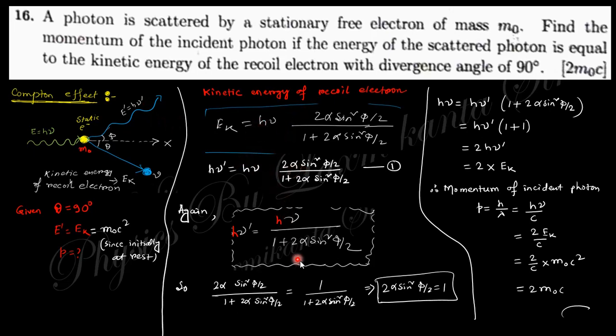So if you compare this one, and the nu prime equals to like that, if you compare these two relations, you will get this value: 2 alpha sine square phi by 2 is 1. And h nu, that is the energy of this incident photon, will be h nu equal to this, and this value is 1, so you will get 2 Ek. And the momentum equals to h by lambda, so h nu by c, since lambda equals to c by nu. So h nu by c, and h nu equals to 2 Ek, and Ek is nothing but m naught c square, because the kinetic energy is actually the total rest energy of the electron, because initially this was at rest, so m naught c square. So this is the answer.